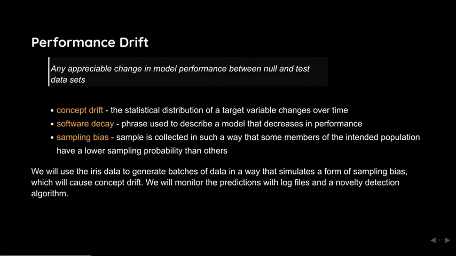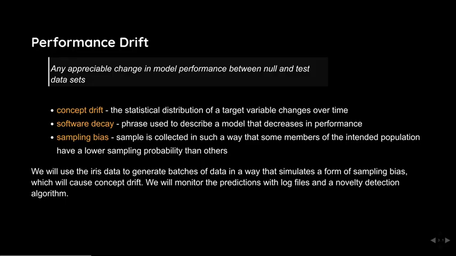If we define performance drift as any appreciable change in model performance between a null and test dataset, then we need to talk about the null dataset. The null dataset can be defined in many ways. It could be all historical data, it could be all of the previous year's data, or it could be just the data from the most recent training batch. The null distribution in this case is going to depend on the business opportunity.